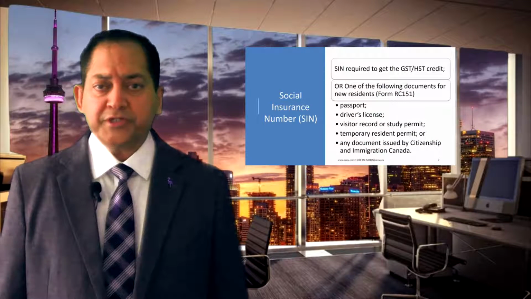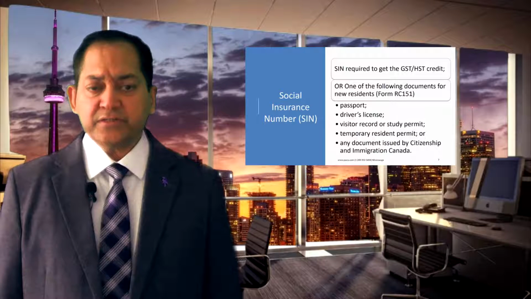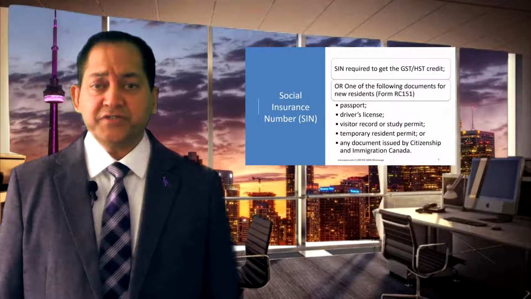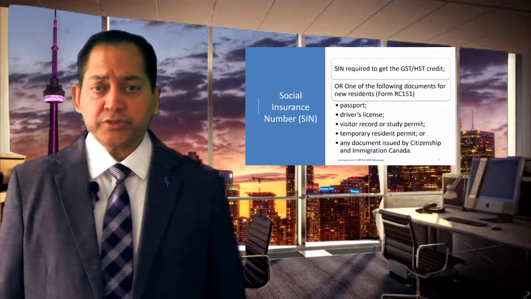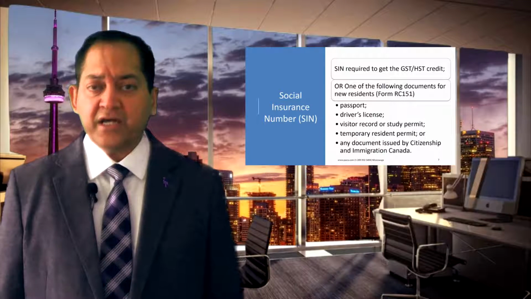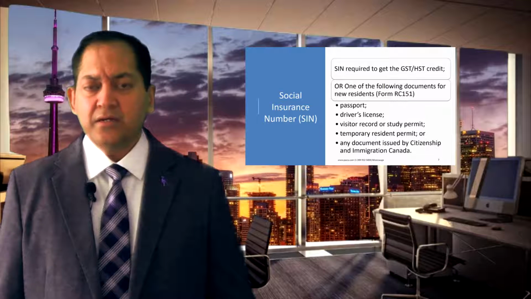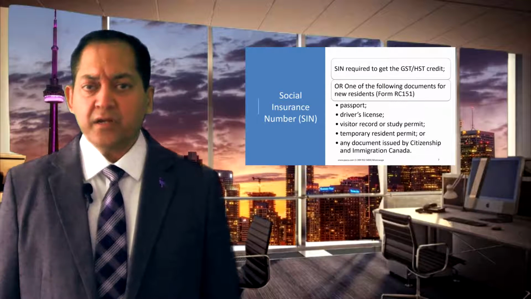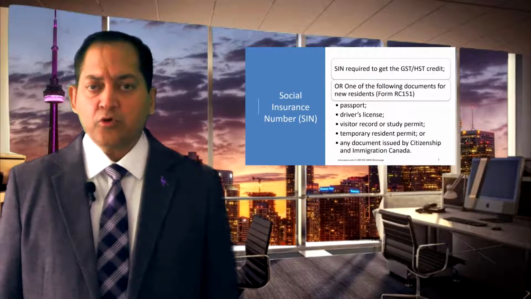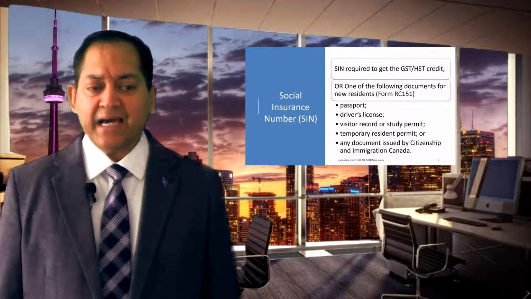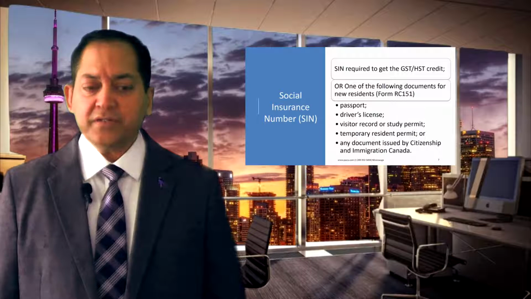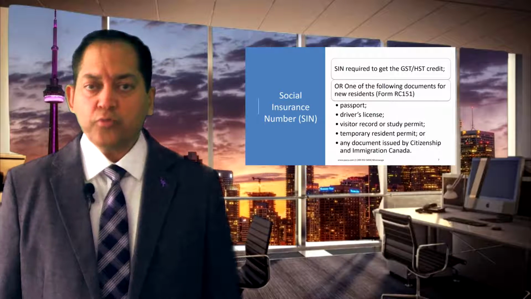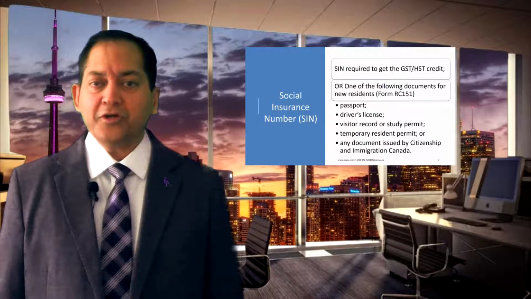Now, what documents may be required? First of all, you need to have a social insurance number to get GST HST credit. In case of new residents who are also submitting form RC151, they may send any of the following documents: copy of the passport, driver's license, visitor card or study permit, temporary resident permit, or any other document issued by Citizenship and Immigration Canada.